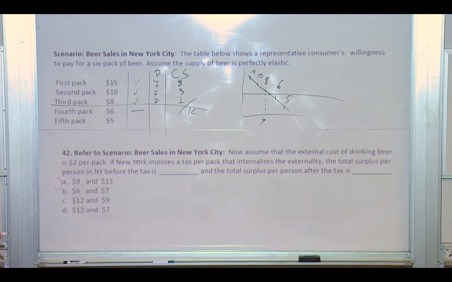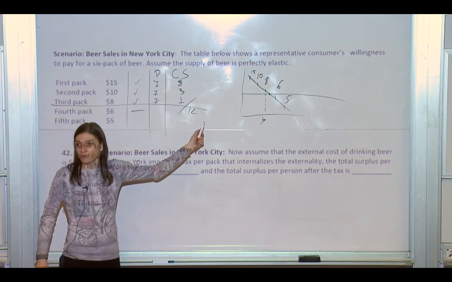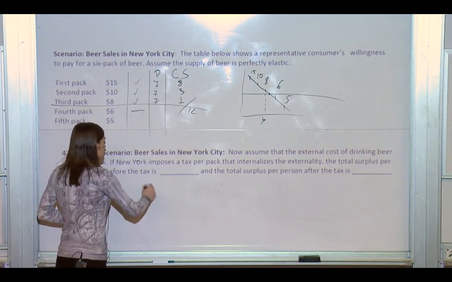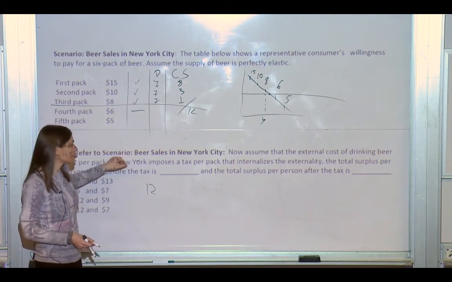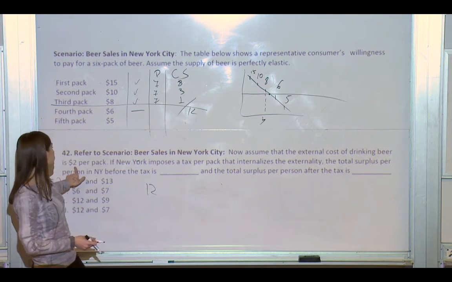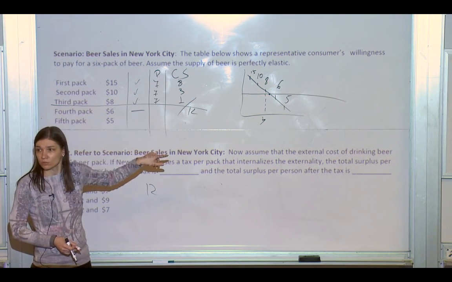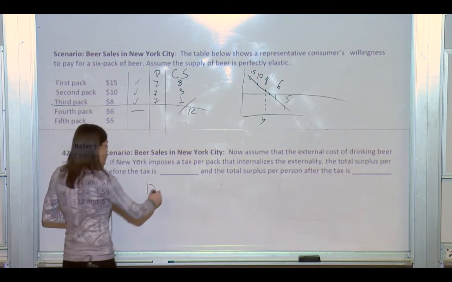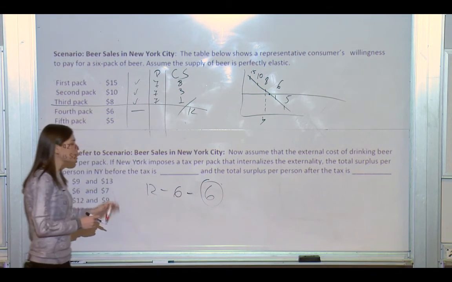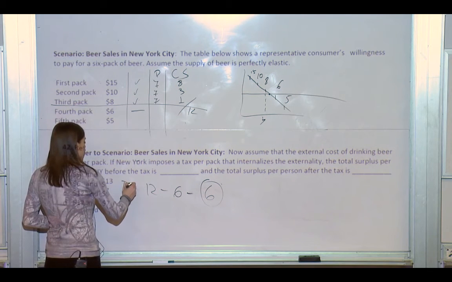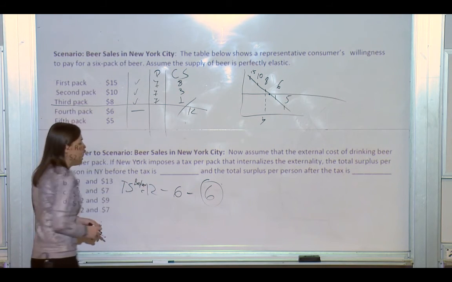So before the tax, we know that total consumer surplus was 12, but we also know that they suffer without realizing it, right? And they suffer, what is it, $2 per pack. There were 3 packs sold, right? So the externality cost is 6. So total surplus before the tax, right, is $6.